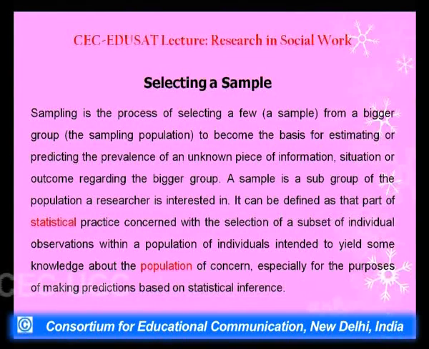It can be defined as that part of statistical practice which is concerned with the selection of a subset of individual observations within a population of individuals intended to yield some knowledge about the population of concern. So what basically we are trying to do is select a subset of units from the larger universe to ensure that there is some representativeness, and the results that we generate by studying this small subset of units can be extrapolated and generalized for the entire population that we are studying.